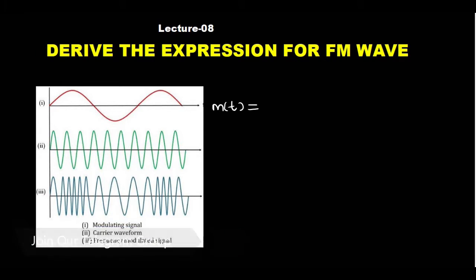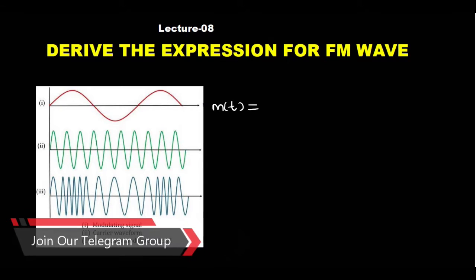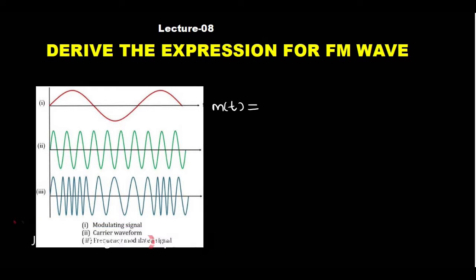If you closely look, when the message signal is going towards positive, the positive amplitude, this carrier frequency is increasing. And when it goes to the negative direction, negative voltage, the carrier frequency is decreasing. And if there is no message, then the carrier frequency is going to be the same.